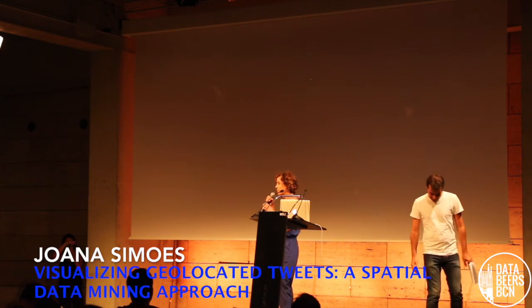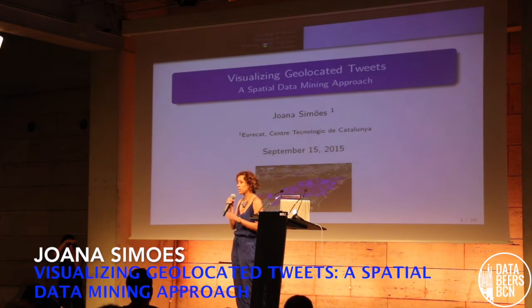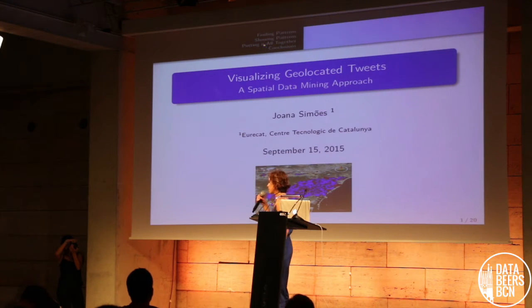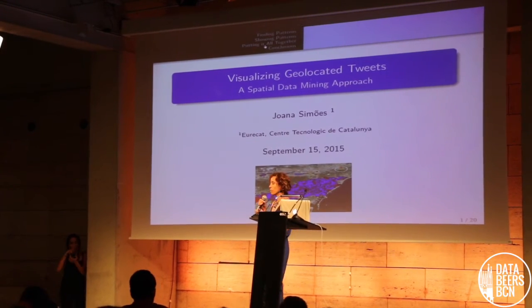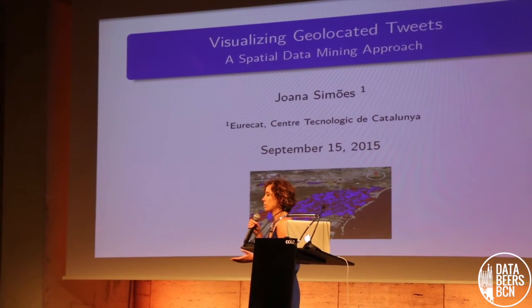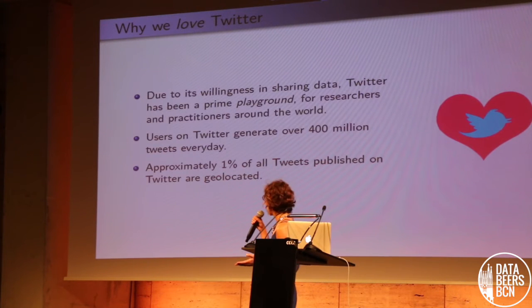Tonight I'm going to be speaking about the visualization of geolocated tweets using a blend of machine learning and GIS. I start with a little bit of background on Twitter. Users generate a lot of information on Twitter every day. And a proportion of this information is actually geolocated, which is very interesting because we can use this data as a proxy for human presence, so to understand where people are.